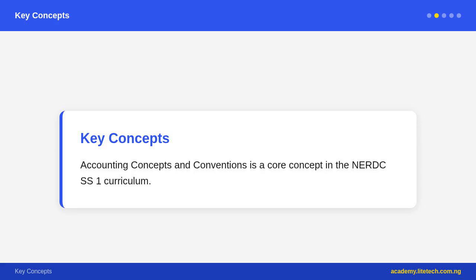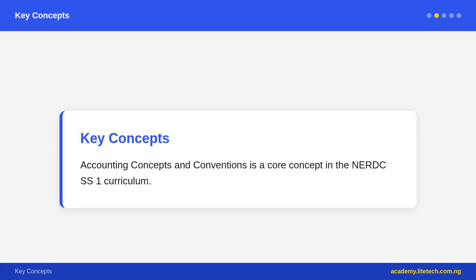4. Consistency concept. Once an accounting method is chosen, e.g. the straight line method of depreciation, it must be applied consistently from year to year. Changing methods every year would make it impossible to compare results over time. Note, if a change is made, it must be disclosed in the accounts.